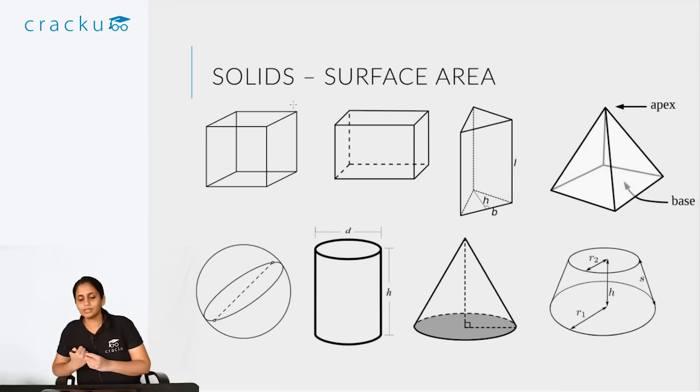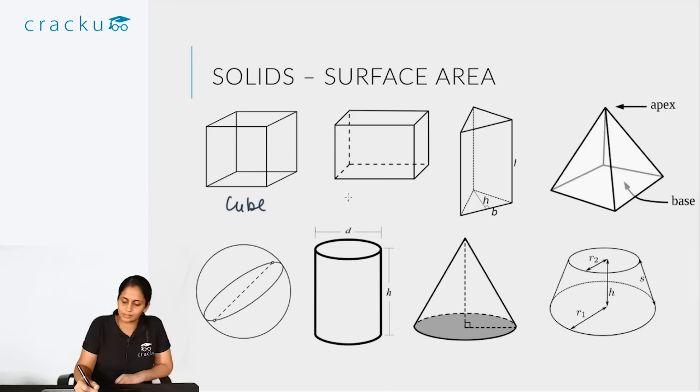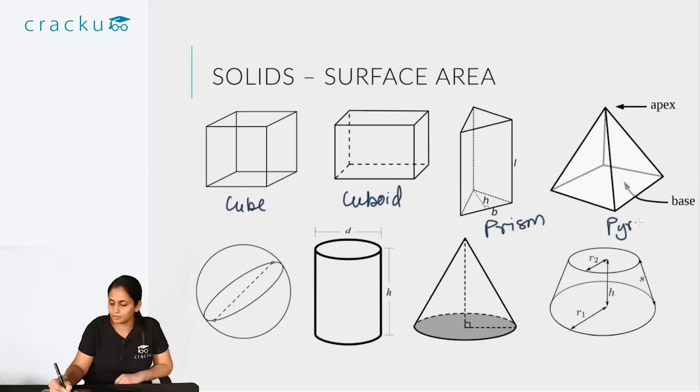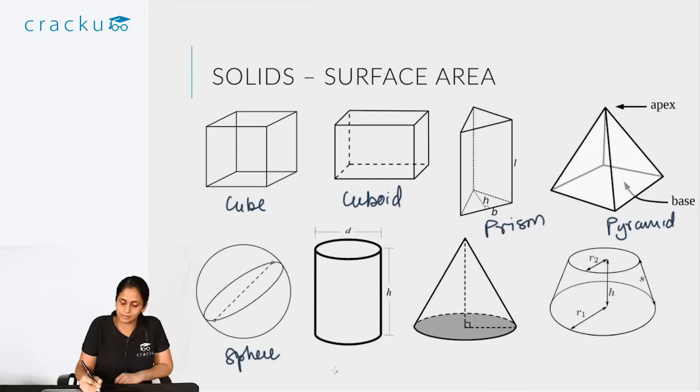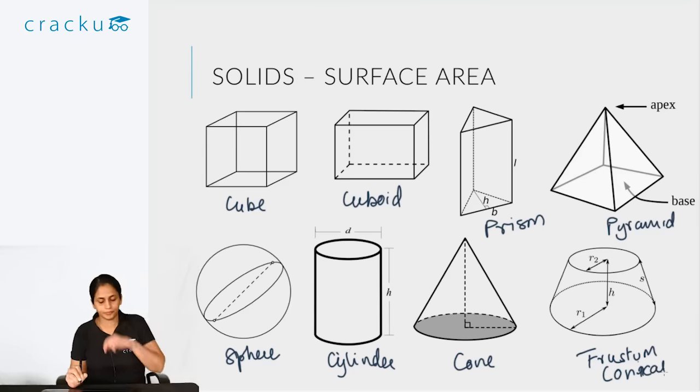Now let's come to solids. For solids, first we cover the surface area and then the volume. So let's cover what the basic solids are. This is a cube, this is a cuboid, this is a prism, and this is a pyramid. This is a sphere, this is a cylinder, this is a cone, and this is a frustum. This is a conical frustum because it is formed by cutting off the top part of a cone.